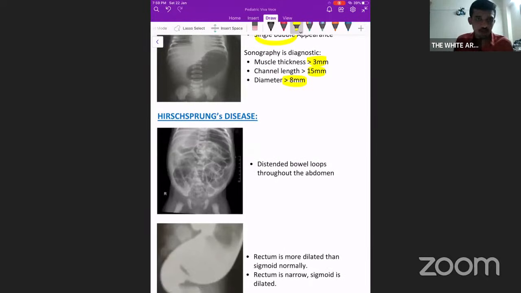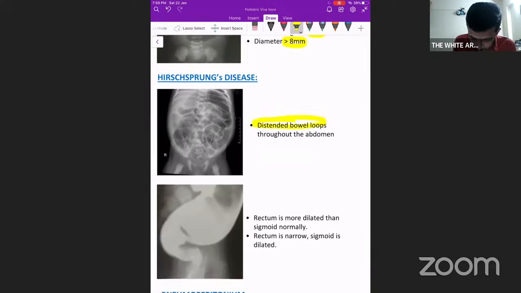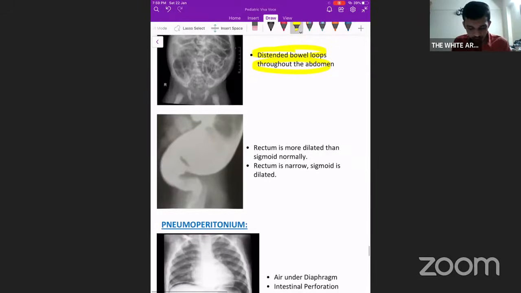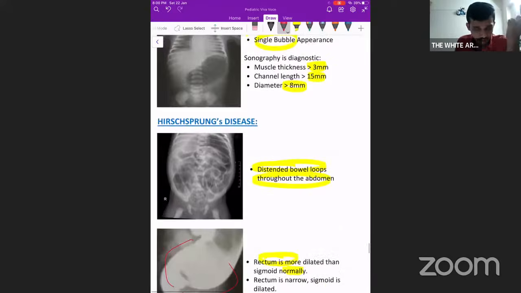Next is Hirschsprung's disease. In Hirschsprung's disease, what happens? The rectum will become aganglionic, correct? So whatever is above it will be dilated because below it is aganglionic and it will mimic obstruction, correct? So there will be distended bowel loops throughout the abdomen, and on doing a dye study, normally what you have to find is the rectum should be more dilated as compared to the sigmoid colon, but over here in Hirschsprung's disease, because of the aganglionic segment, the rectum is much narrower and the sigmoid colon is dilated. Okay, so these are the findings in Hirschsprung's disease.